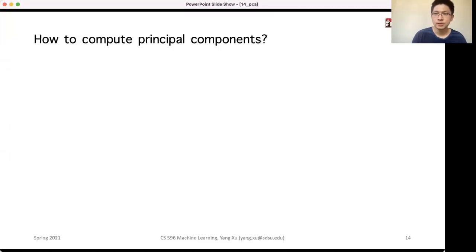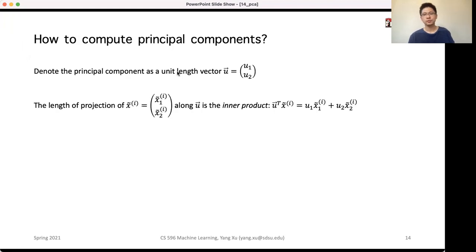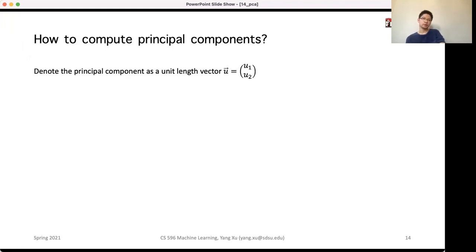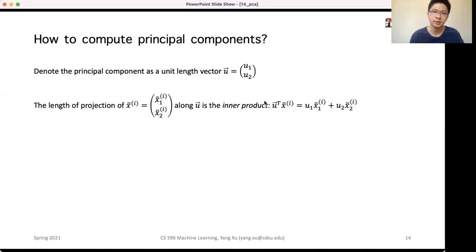All right. Okay, so let's go back to the problem of how to compute the principal components, right? All we need to know is really how to first define the problem and then solve it computationally. Because we want to find such a unit length vector, which is u, and we don't know it, so we just write it as u1 and u2 as a vector.